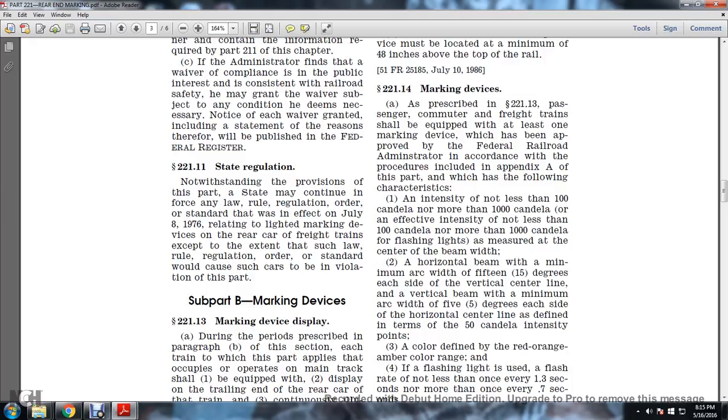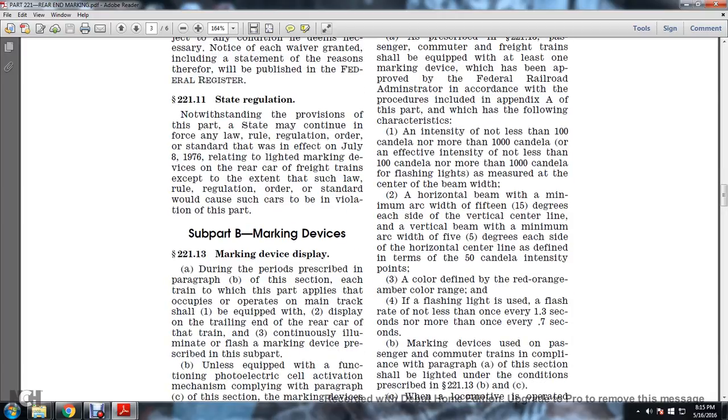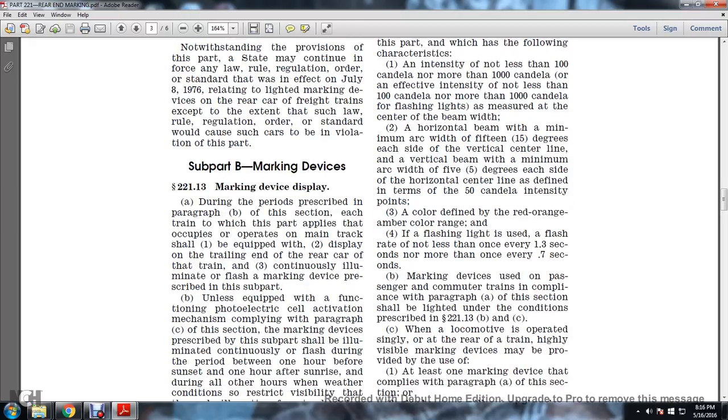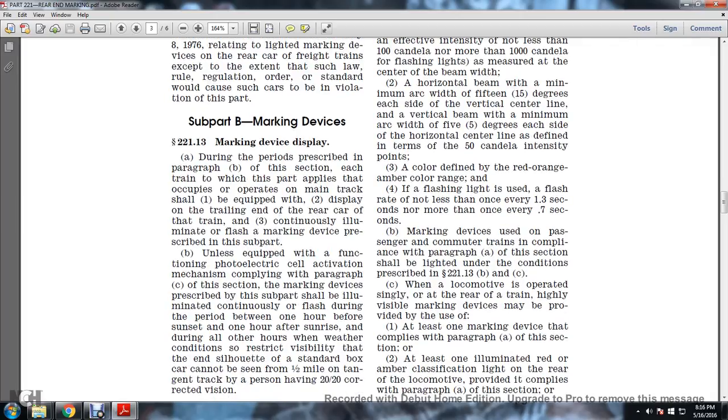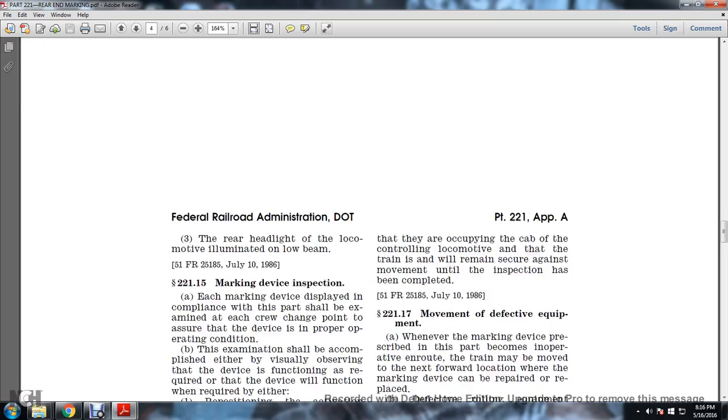(3) A color defined within the red-orange amber color range, and if a flashing light is used, a flash rate of not less than once every 1.3 seconds and not more than once every 7 seconds. (b) Marking devices used on passenger, commuter, and freight trains in compliance with paragraph (a) of this section shall be lighted under the conditions prescribed in 221.13. (c) When the locomotive is operated singly or at the rear of the train, highly visible marking devices may be provided with the use of: (1) at least one marking device that complies with paragraph (a) of this section; or (2) at least one illuminated red or amber classification light on the rear of the locomotive, provided that it complies with paragraph (a) of this section; or (3) the rear headlight of the locomotive illuminated on low beam.